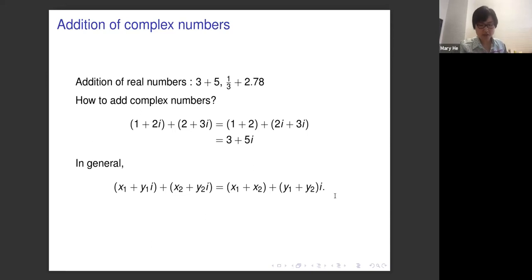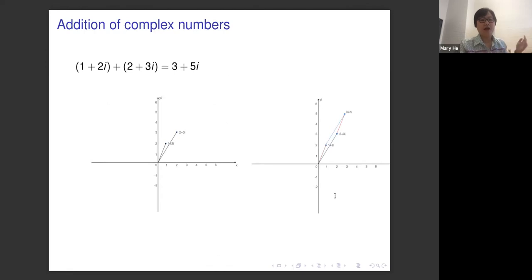So this is very simple and nice. And I want to give you a pictorial explanation of adding complex numbers. So let's consider our example again. So 1 plus 2i plus 2 plus 3i, right? So we know the answer already. So the answer is 3 plus 5i. So how can we see the answer from the pictures, from the complex plane?